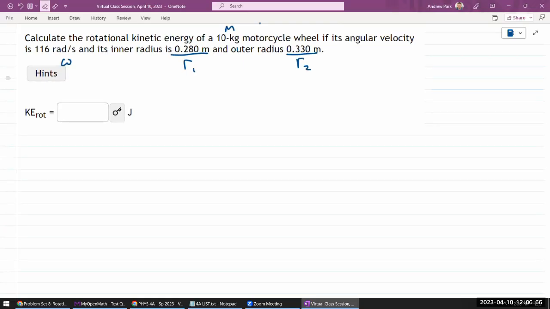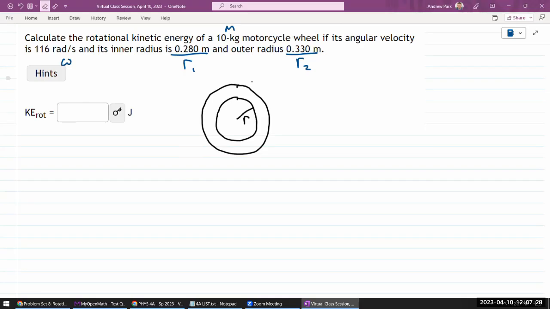So if you're thinking of a motorcycle wheel, I hope you have this image in mind of some circular disc-like object. It's not just a ring, and it's also not a solid disc. It's a donut, which is why they are giving you a set of two radii. So this is my inner radius, R1, and this is the outer radius, R2.